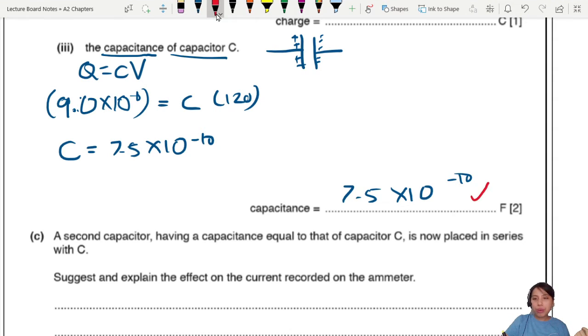This is 2 marks, so 1 is for A1, 1 is going to be for substitution, because I think they really want to see CV. Sometimes they will give you Q equals CV, but usually they want to see you plug in the correct value. So if you plug in, you get the substitution mark.